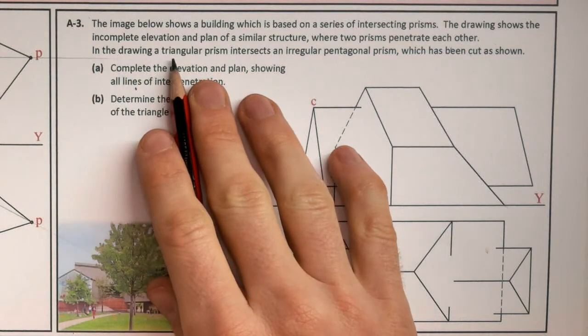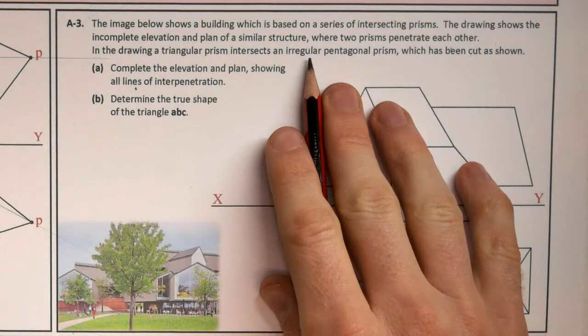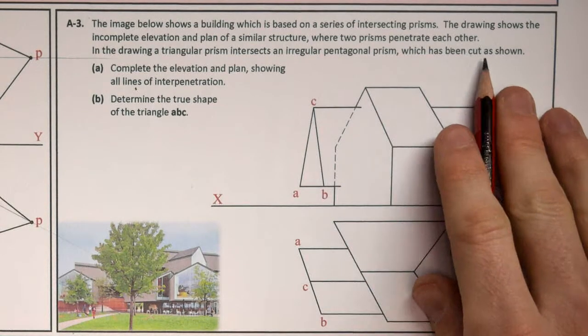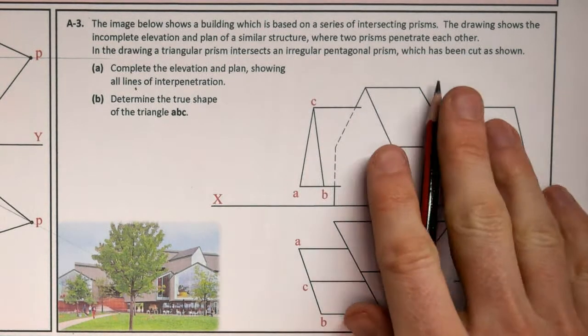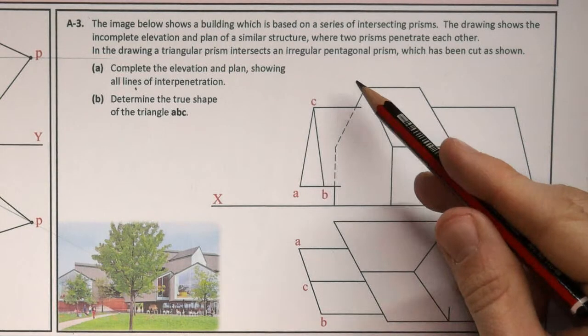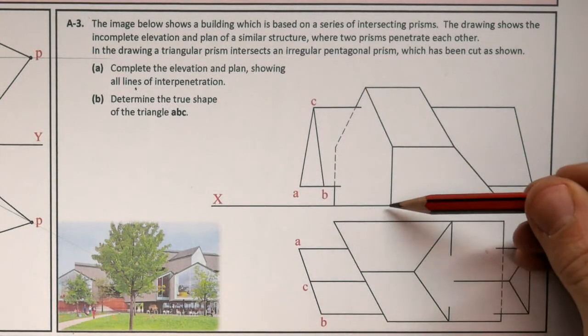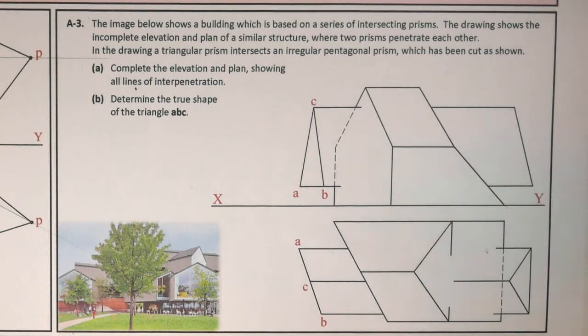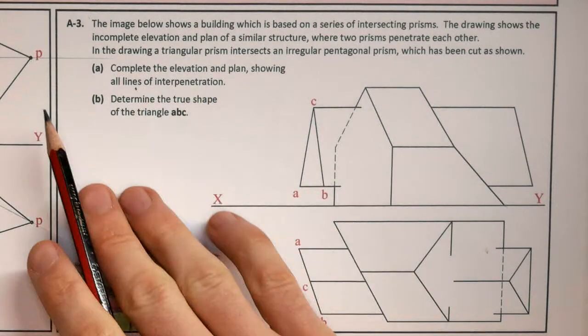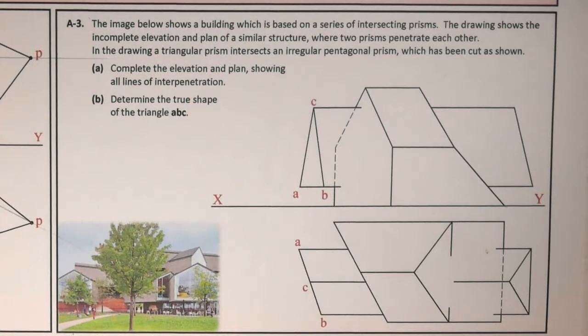In the drawing, a triangular prism intersects an irregular pentagonal prism, which has been cut as shown. So we've got our triangular prism penetrating through there, and an irregular pentagonal prism, because we can see one side, 2, 3, 4, 5 sides, but they're not all the same length. So they want us to complete the elevation and plan showing all lines of interpenetration.